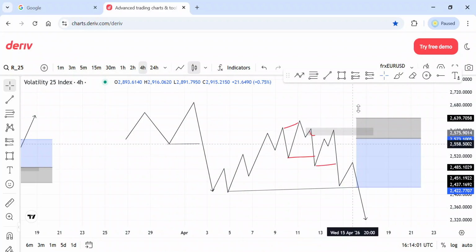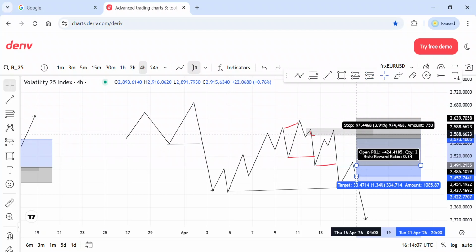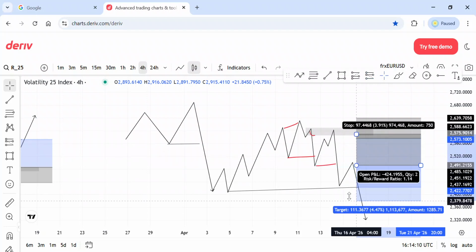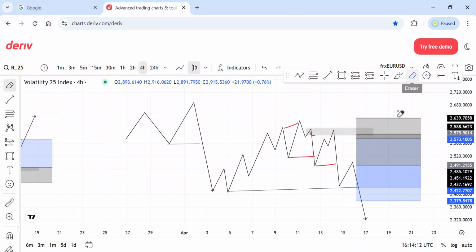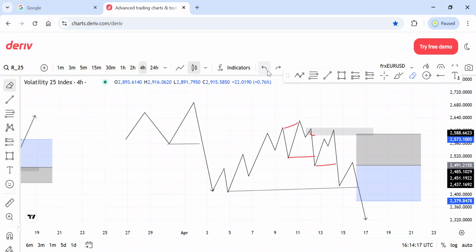So if you see a BOS like this, you can go check the other breaker block video. Then you just sell your market from the breaker block and target wherever you want to target. So that is just how simple this thing is. So let's check the real chart.